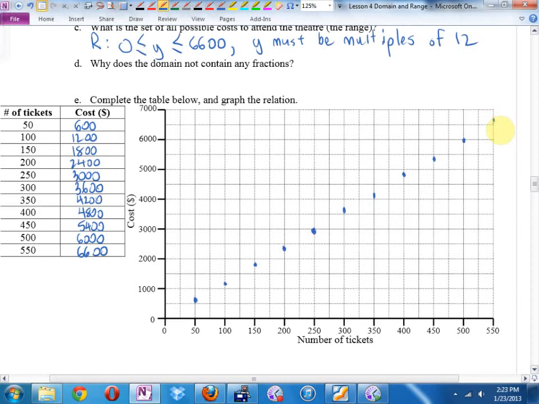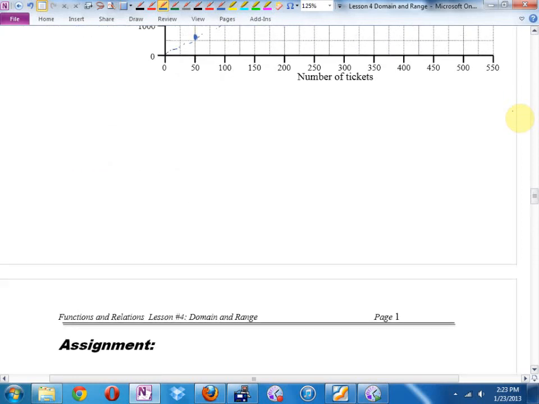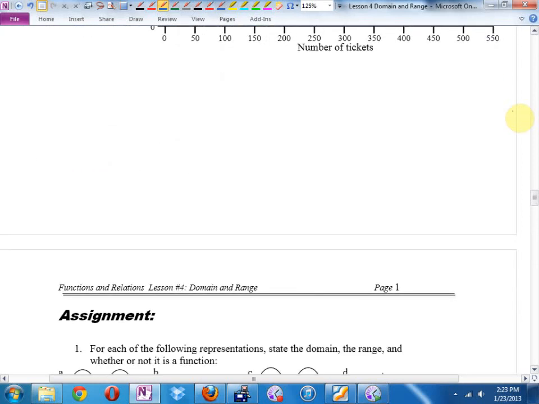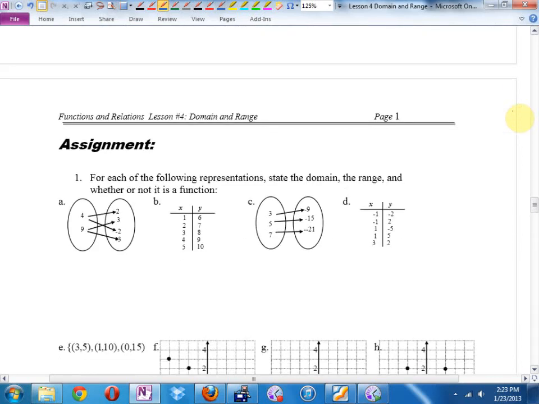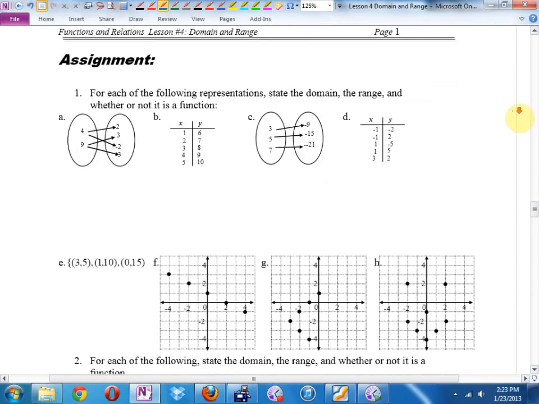Could I connect this as a straight line? I don't think so. Sorry. There's definitely a pattern, but I think I could only connect this as a dotted line, because if I drew a straight line, wouldn't I be saying that decimal values were allowed for ticket numbers? It is linear. All right. That's a lesson on domain and range. I don't think I nailed that lesson, but okay.